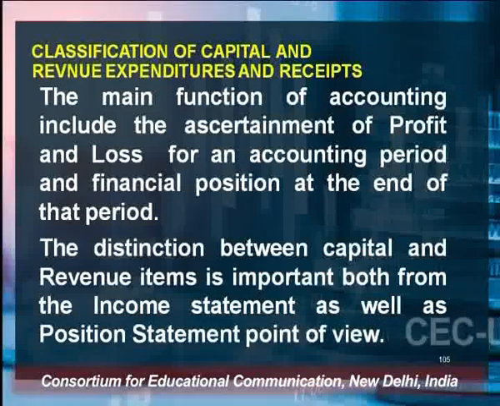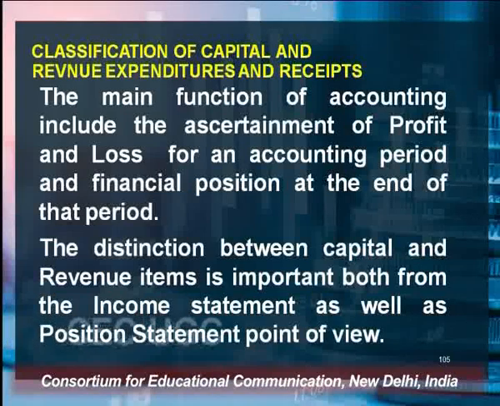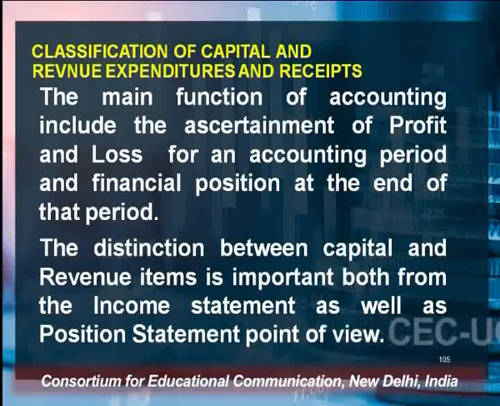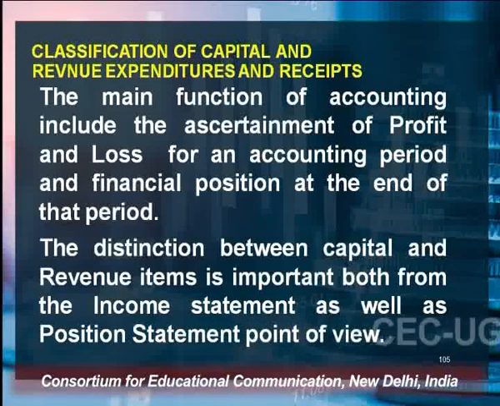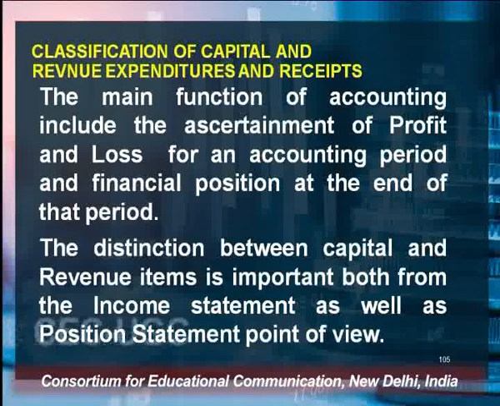Now there are some points which you need to focus upon, that is, the items of capital and revenue nature. The main function of accounting includes the ascertainment of profit and loss for an accounting period and financial position at the end of that period. The distinction between capital and revenue items is important both for the income statement, that is the trading and P&L account, as well as for the position statement, that is the balance sheet. If that distinction is not made, then there would be confusion.